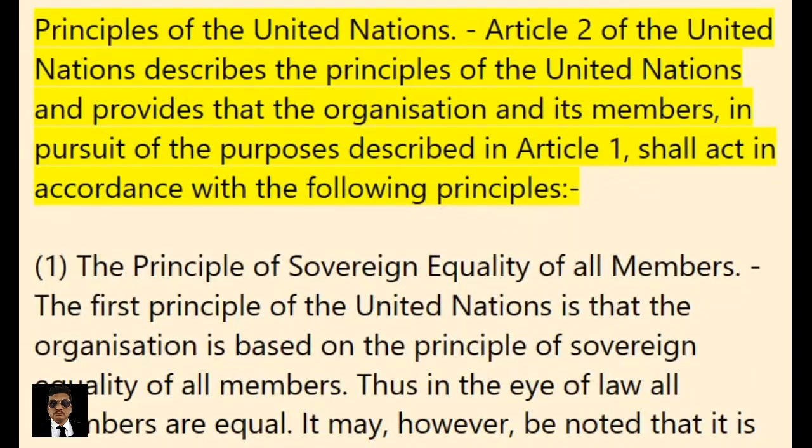Principles of the United Nations. Article 2 of the United Nations Charter describes the principles of the United Nations and provides that the organization and its members, in pursuit of the purposes described in Article 1, shall act in accordance with the following principles.